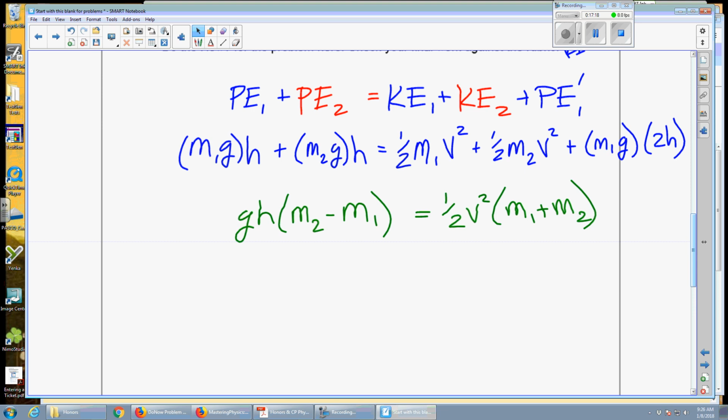M1, negative M1G, yes, because there's an M1GH over there and an M1G2H over here, so when I bring the 2H over there, it becomes negative, and 1 plus negative 2 is negative 1.